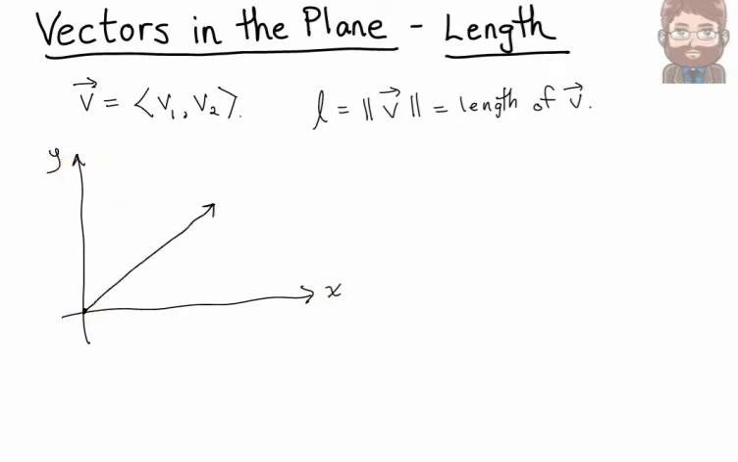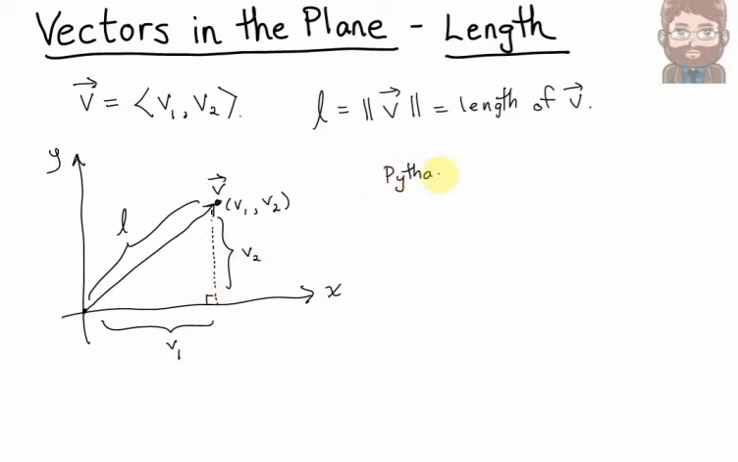of a vector. So I have my vector v. I'm going to draw it in standard position. So its initial point is at the origin, and its terminal point is at the point v1, v2. What I'm interested in is calculating the length, L, of this vector. Now I'll take this vector, and I'll drop a line from the point perpendicular to the x-axis, and I have a right triangle with sides v1, v2, and L.